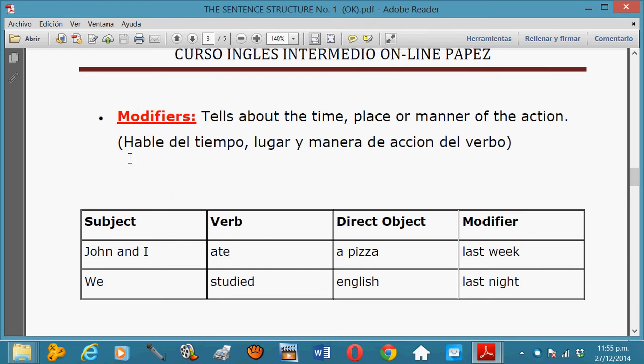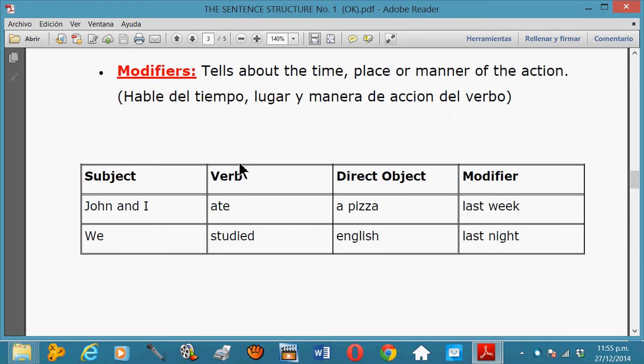Okay. Modifiers. They tell us about time, place, or manner of the action. Hablan del tiempo, lugar y manera de acción del verbo. For example, I have here the subject, John and I, and we have here the verb ate and studied. We have here the direct object that's referring to a thing, not a person. John and I ate a pizza. And the modifier, last week.